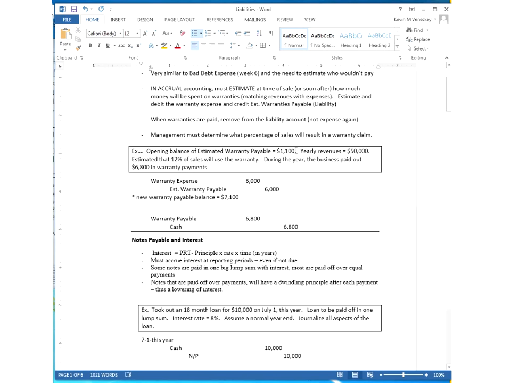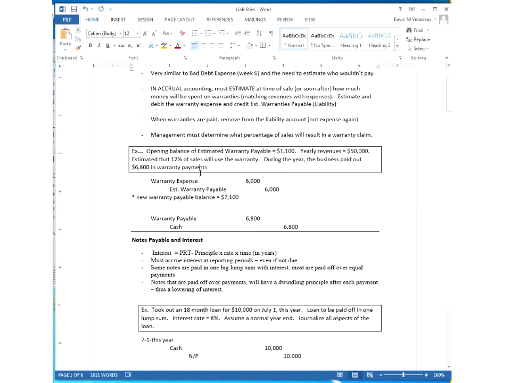So let's look at this opening exercise here. We have an opening balance of our estimated warranty payable of $1,100. So that's still money I have expensed in the prior year that people still haven't come to claim yet, but I expect them to. Doesn't mean they will, but I expect to. This year's revenues were $50,000 for this product or whatever it is, and we estimate that 12% of the value of those products will come back as a warranty, and we'll need to provide them. And so if we're providing them with a free product, that's why it's an expense on us, because we're not getting anything, but yet we're losing some of the product that we bought.